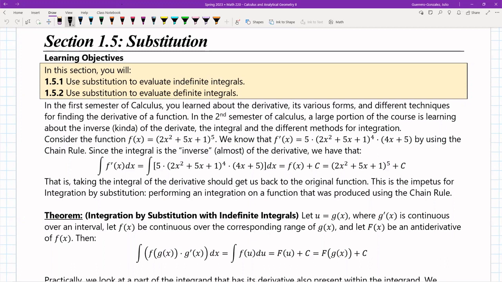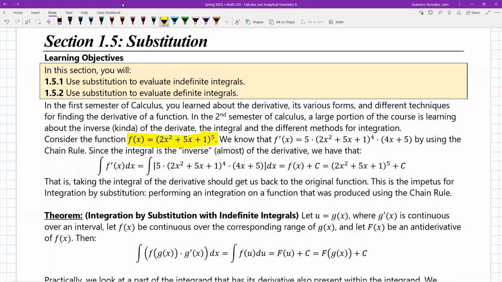The first one that you should have learned at the end of Calc 1 should have been integration by substitution. Okay, so let me go over what the reason for it is, and then we'll try some problems out. First of all, I want everybody to consider this function right here, this one in particular.